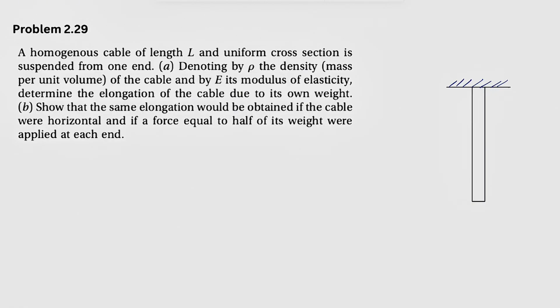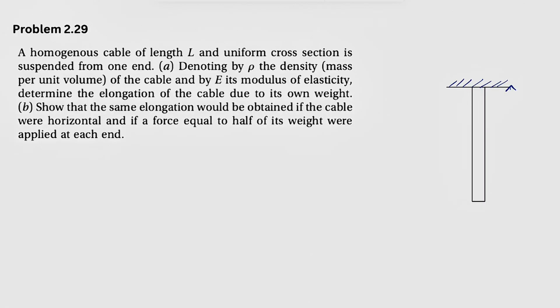In the A part of the question, denoting by rho the density, which would be the mass per unit volume of the cable, and by E the elastic modulus, we need to determine the elongation of the cable due to its own weight. And in the B part, we need to show that the same elongation would be obtained if the cable were horizontal and if a force equal to half of its weight were applied at each end.